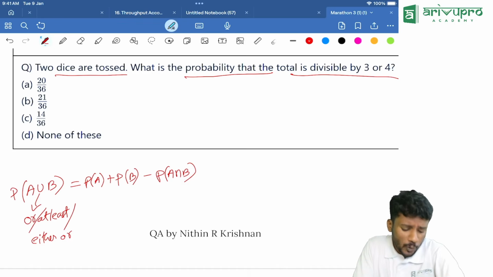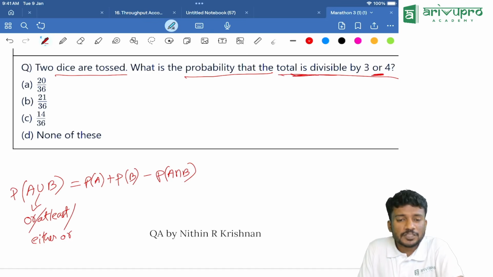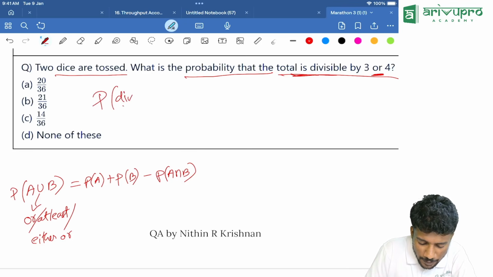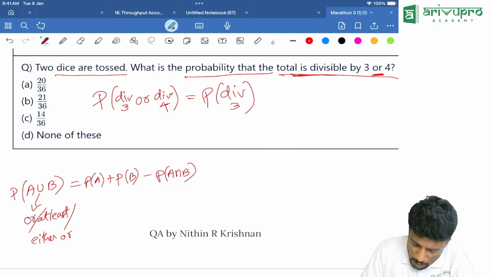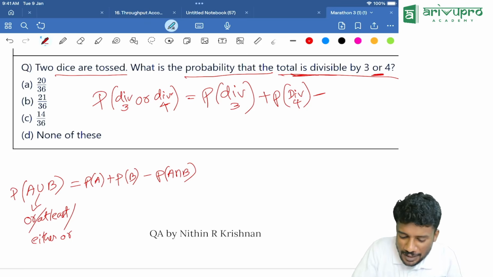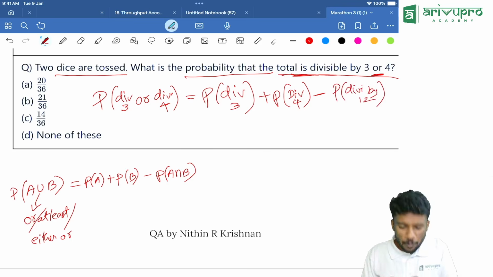Now here, people, there is an "or". What is it? Probability that the number is divisible by 3 or 4. So P of divisible by 3 or divisible by 4 can be written as P of divisible by 3 plus P of divisible by 4 minus P of the number divisible by both 3 and 4. We take the product of 3 and 4, that is 12. P of divisible by 12.